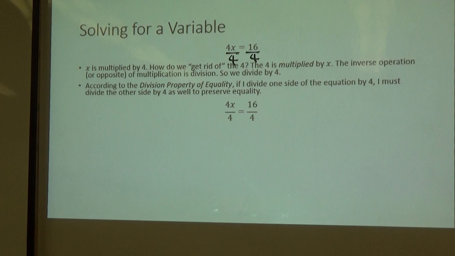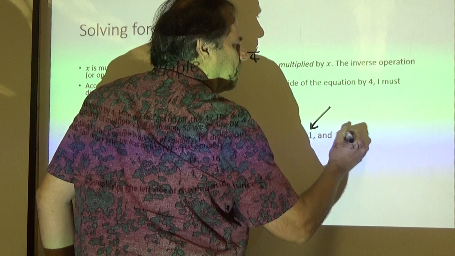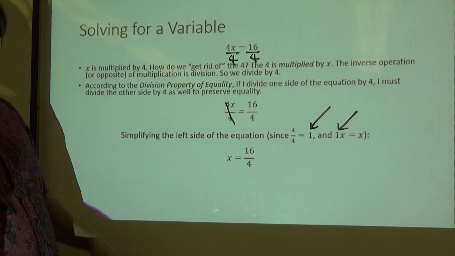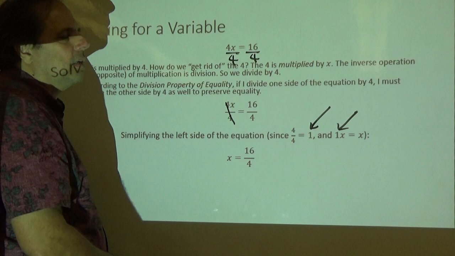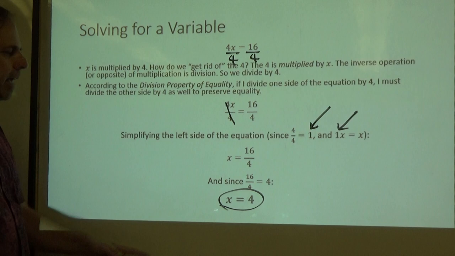Since 4 over 4 equals 1, and 1 times x equals x, notice now we have 1 over here. This is the multiplication identity, right? 1 is the multiplication identity element. So what basically happens is these 4s go away. 4 over 4, bye, they disappear. And we get x equals 16 divided by 4. 16 divided by 4 is 4. So x equals 4, we have an answer. X equals 4.